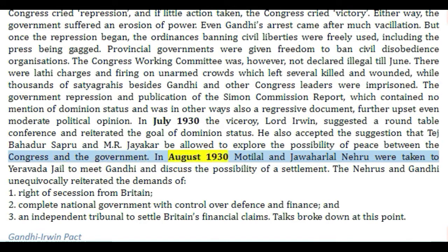In August 1930, Motilal and Jawaharlal Nehru were taken to Yerwada jail to meet Gandhi and discuss the possibility of a settlement. The Nehrus and Gandhi unequivocally reiterated the demands of 1. Right of secession from Britain, 2. Complete national government with control over defense and finance, and 3. An independent tribunal to settle Britain's financial claims. Talks broke down at this point.